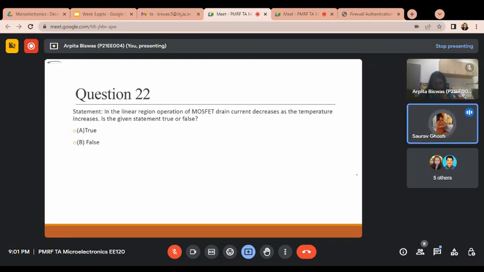Mobility will decrease with the increase of temperature, yes. Then conductivity? If mobility decreases, then what about the conductivity? Conductivity will also decrease because conductivity is dependent on mobility. And if conductivity decreases, then what about the current? Current will also decrease, madam. Okay. So this statement is true. True, madam. So the right option is true.